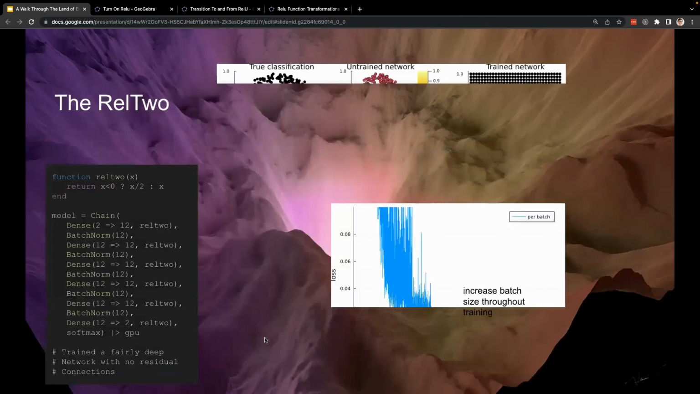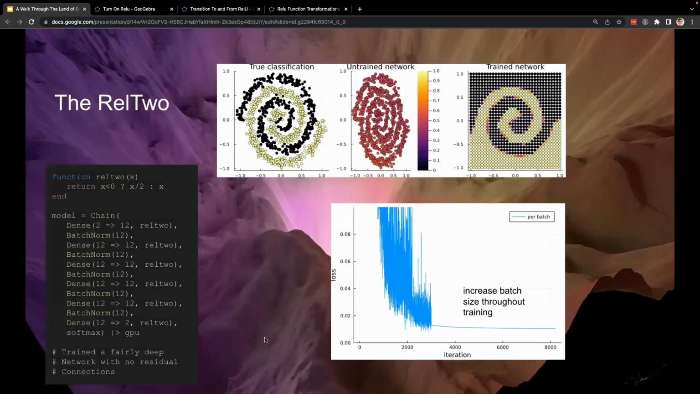So I did a little experiment. I wanted to do it on more complicated data sets. I just didn't have time, but I just used the RelTwo on this spiral data set. And here is the output of the network, which I thought was pretty good. What was your network architecture for training that? It's right here.